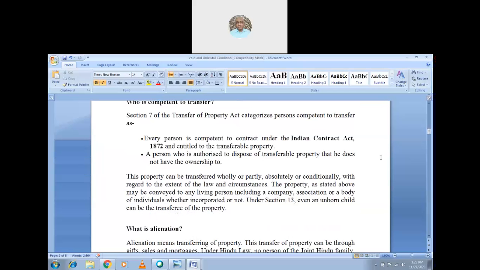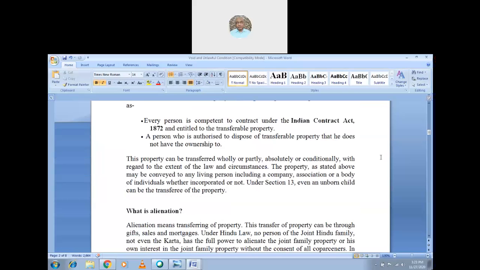And this property can be transferred wholly or partly, absolutely or conditionally, with regard to the extent of the law and circumstances. Either you can transfer partly or fully, with a condition or without a condition, or absolutely. The property, as stated above, may be conveyed by any living person, including a company, or association, or a body of individuals, whether incorporated or not. So I told you that there should be two living persons, and that means living persons in the sense of either a company, or individuals, or a body of individuals, either incorporated or unincorporated.